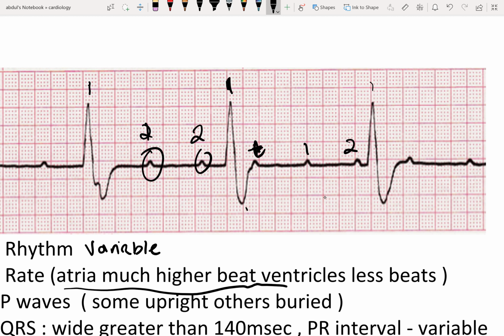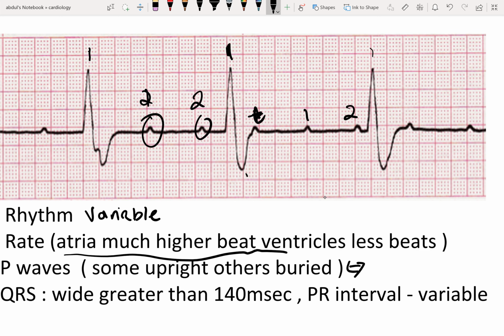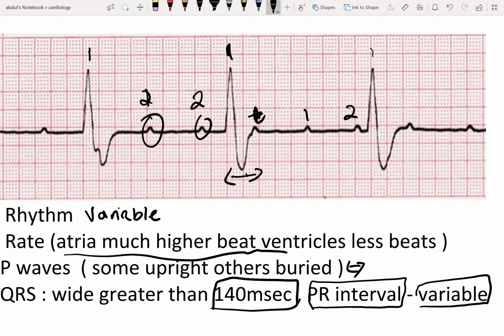But sometimes you can even have buried P waves that you cannot notice. So some are upright and some are buried, so it's kind of hard to detect. But the other thing you can notice is the QRS duration, which is greater than 140 milliseconds, and the PR interval is usually variable too. So that's about how much information you can get from the third degree block.